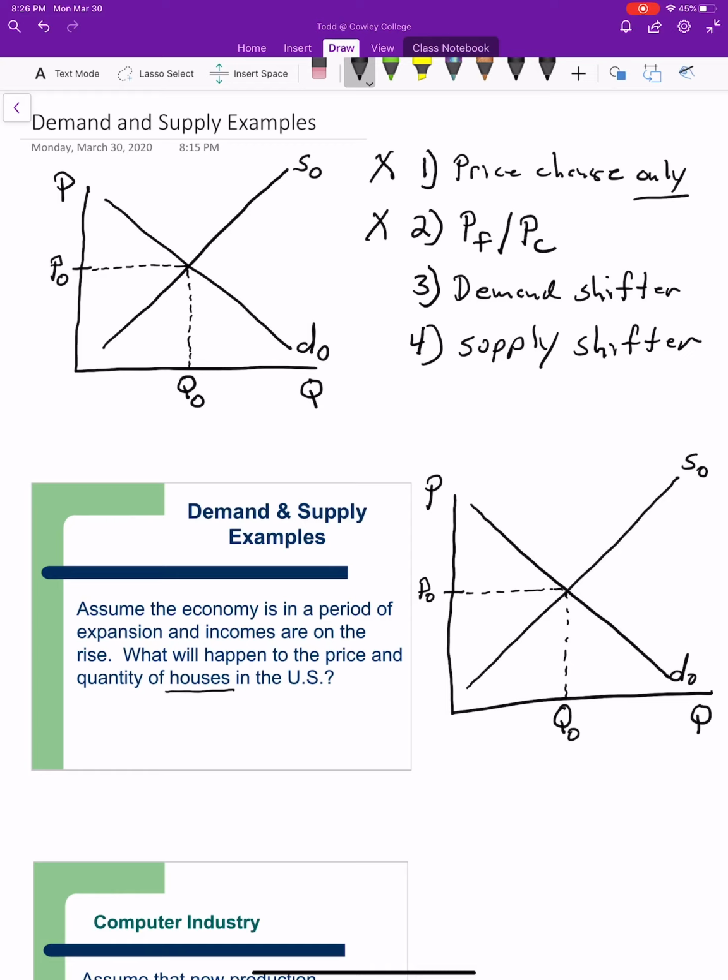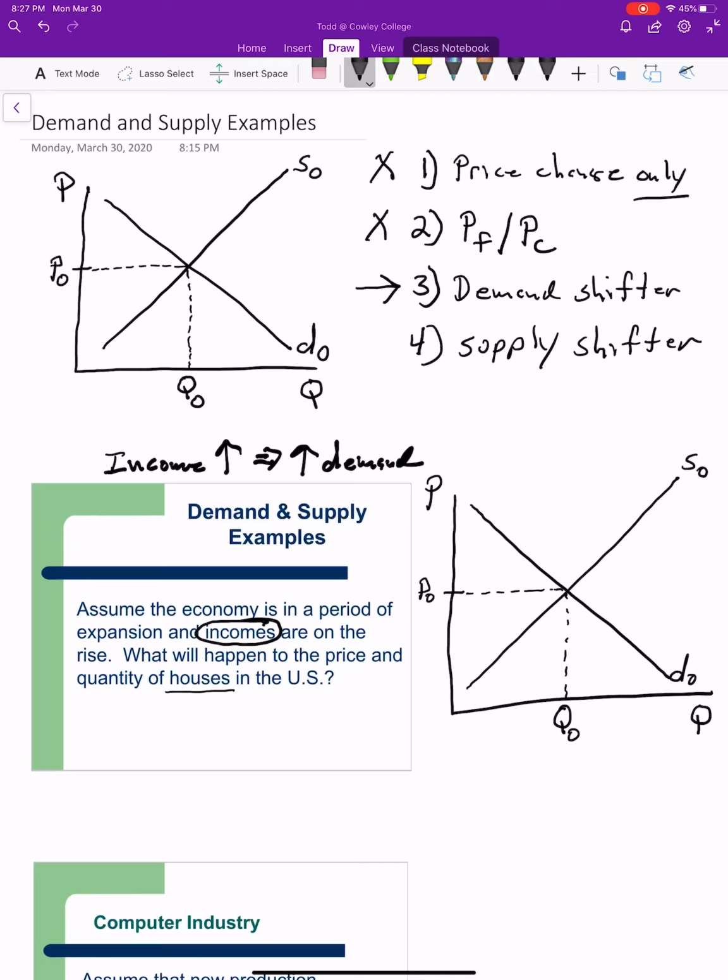So you want to turn to your notes where you start your demand shifters, and you notice your first demand shifter is going to be population. Well, it doesn't say anything here about population. Your second demand shifter is going to be income. Well, notice it says that the economy is in a period of expansion and incomes are on the rise. So income is in fact a demand shifter. And again, if you look in your notes, if income increases, then you'll notice you have an increase in demand.